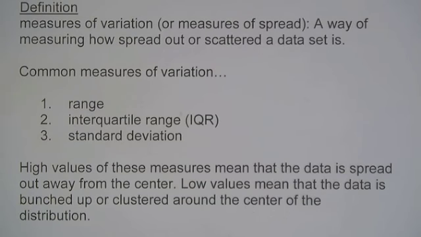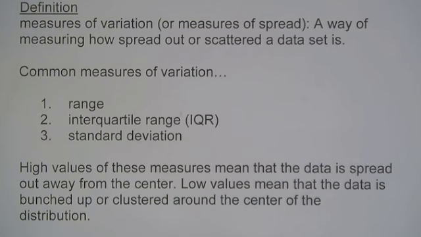We're going to look at three common measures of variation in future study, but the three are the range, the interquartile range, abbreviated as the IQR, and the standard deviation. We're not going to go into a lot of detail on how to calculate these, but you should just know these as measures of variation. Remember that the measures of center were mean, median, mode. The measures of variation, range, IQR, standard deviation.